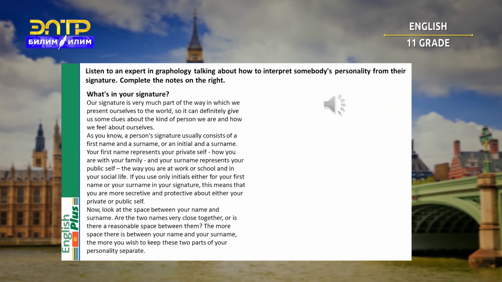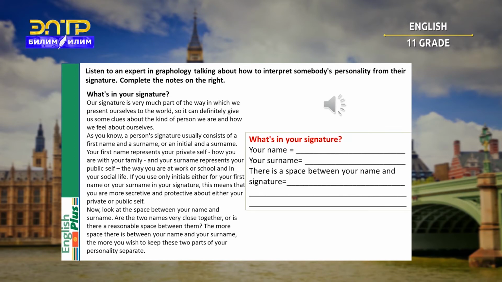Now, you're going to listen to an expert in graphology talking about how to interpret somebody's personality from their signature. But you don't just read and listen. Your task is to complete the notes on the right. What is in your signature? Are you ready? Now let's listen.